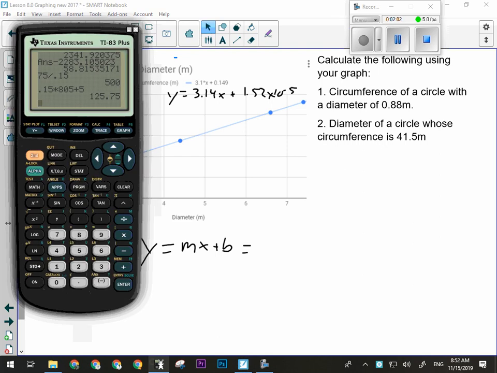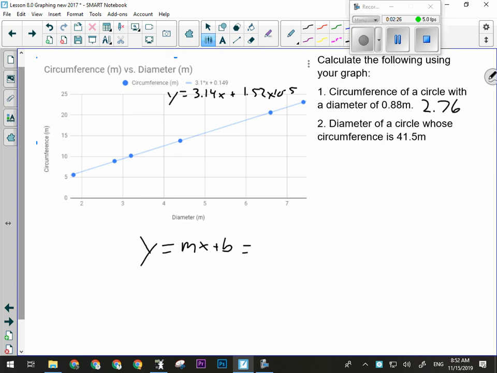So we will have 3.14 times 0.88 plus 1.52 times 10 to the negative 5. All right, so we're getting a circumference of 2.76 meters. Now, if this was a unit exam or a quiz, what I would give you is a graph with the equation on it and ask you exactly these kinds of questions. It would probably be about position versus time or velocity versus time graphs, because those will be the most important for us, but we're not there yet.